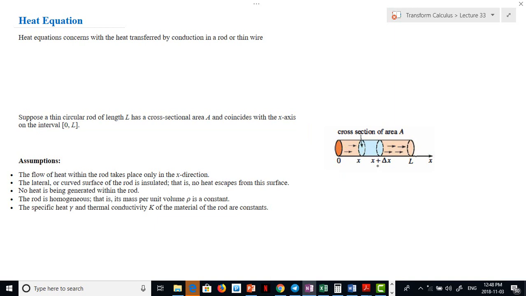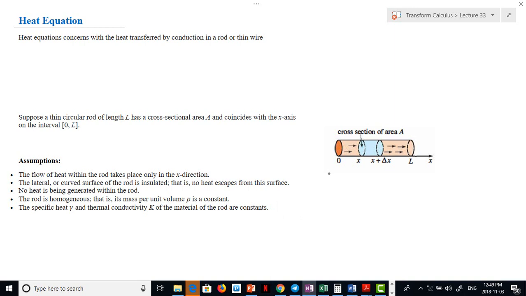In order to derive the equation, we have some assumptions. We assume that the flow of heat within the rod takes place only in the x direction. The lateral or curved surface of the rod is insulated, so that no heat escapes from the curved surface. No heat is being generated within the rod. The rod is homogeneous, that is, the mass per unit volume or density of the rod is constant. The specific heat and the thermal conductivity of the material of the rod are both constant.